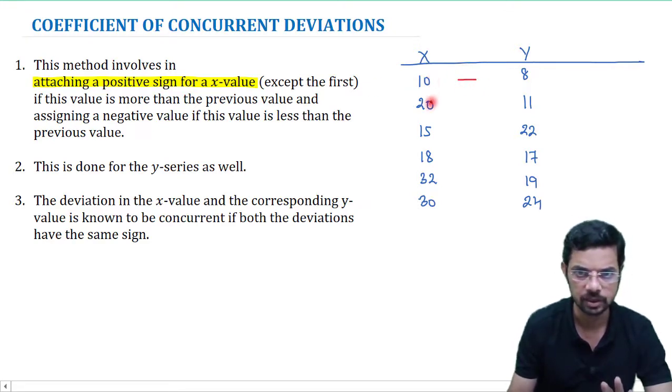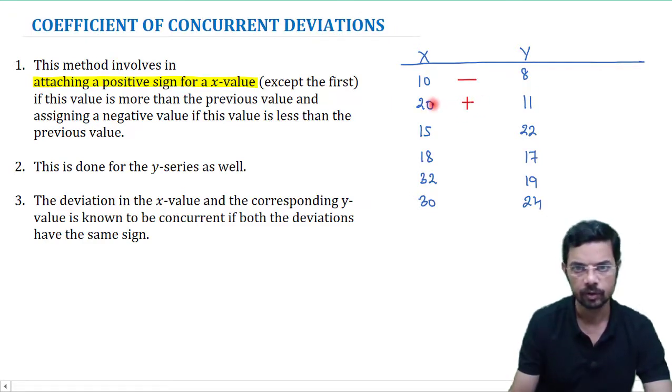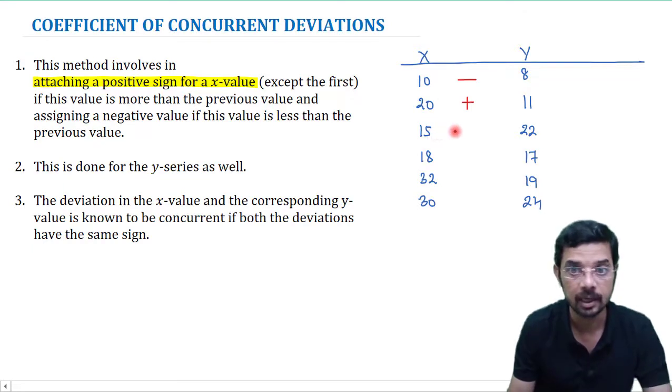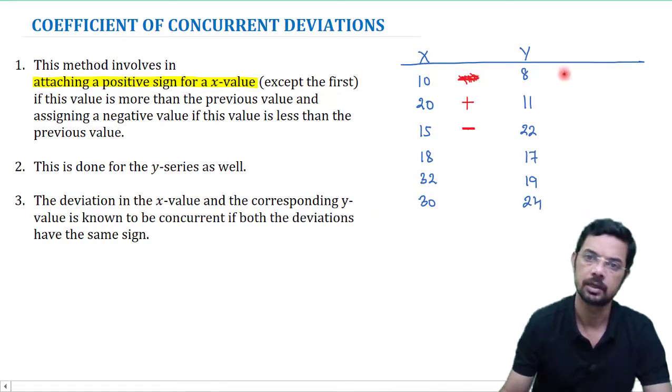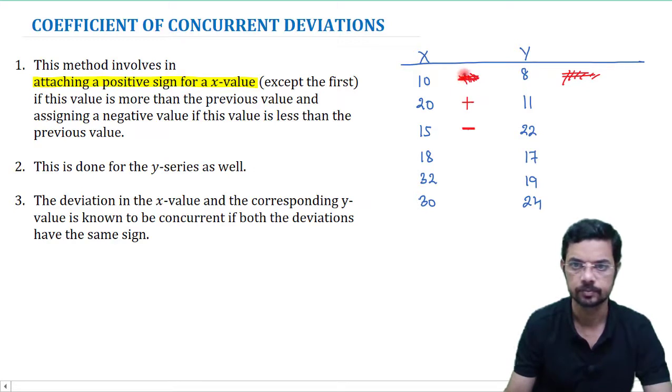Now we observe what kind of change occurs with the next one. From 10 it increases to 20. So an increase happened, a positive change. Now from 20 to 15, a decrease happened, so we put a minus sign. Here also we don't do anything for the first case; we don't put any entry. Same way, 15 to 18 is an increase, 18 to 32 is an increase, and 32 to 30 is a decrease.